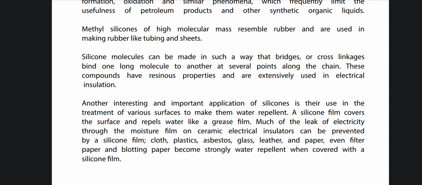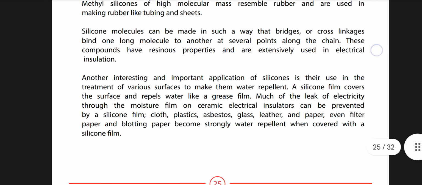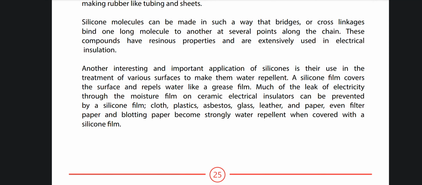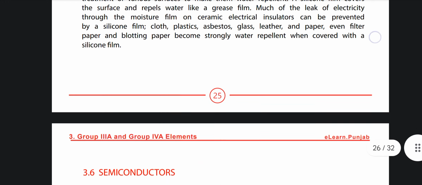Another interesting and important application of silicones is their use in the treatment of various surfaces to make them water repellent. A silicone film covers the surface and repels water like a grease film. Much of the leak of electricity through the moisture film on ceramic electrical insulators can be prevented by a silicone film. Cloth, plastics, asbestos, glass, leather, and paper, even filter paper and blotting paper, become strongly water repellent when covered with a silicone film.